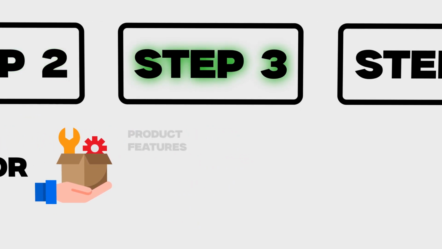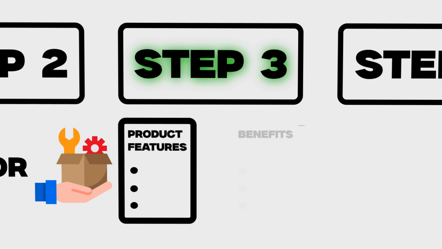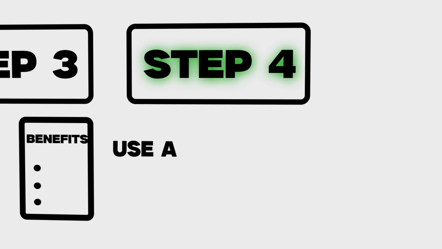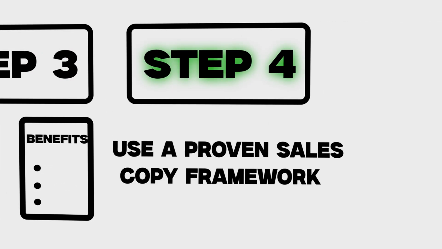Step 3, write out a list of product features and a list of benefits your customer avatar would get from owning the product. Step 4, use a proven sales copy framework to write the ad selling the benefits of that product to your customer avatar. Now you know the process, let's walk through an example.